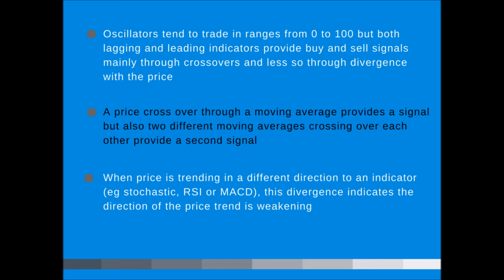When price is trending in a different direction to an indicator, e.g. a stochastic indicator, RSI or MACD, this divergence indicates the direction of the price trend is weakening. So the price might be in a bull trend heading higher, but the indicator might be doing the reverse and starting to trend lower, which would indicate that the price trend, although it's still positive, is weakening.